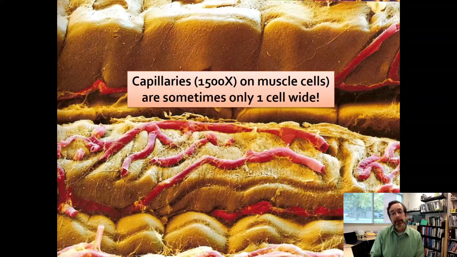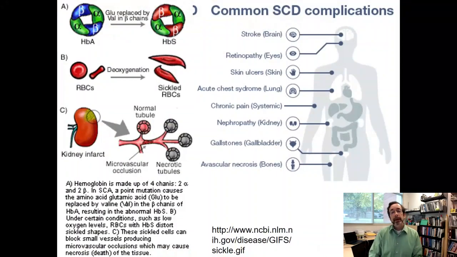Because capillaries are so small, here's a picture of some capillaries. That's really small. Red blood cells sometimes are squeezing through. The fact that they get through is pretty amazing. And the sickle cell will stick in it. And so that's why you get the issues especially in the organs that filter the blood.